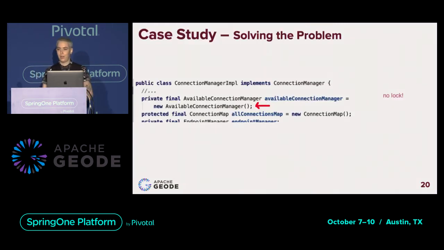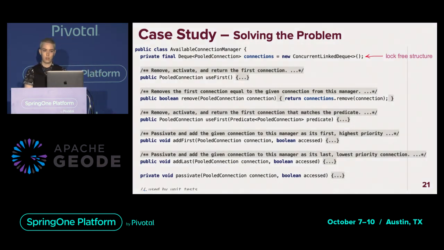So let's move on to how we solve this problem. The first part is to replace the deck in the connection manager with something else. In order to introduce some modularity into the code, we decided to pull out everything related to the available connections into its own class called the Available Connection Manager. This allows us to get rid of the lock in the connection manager's initial implementation, due to the implementation of Available Connection Manager, which I will show you right now.